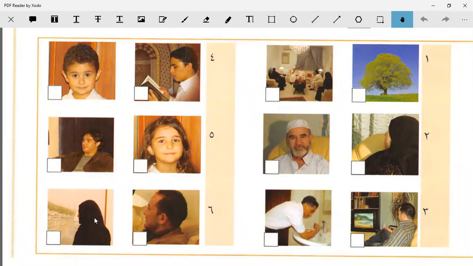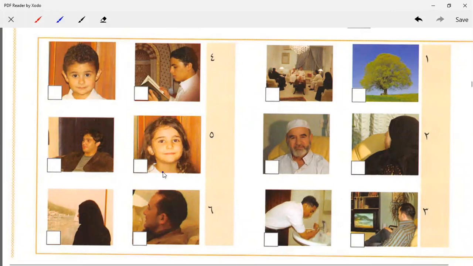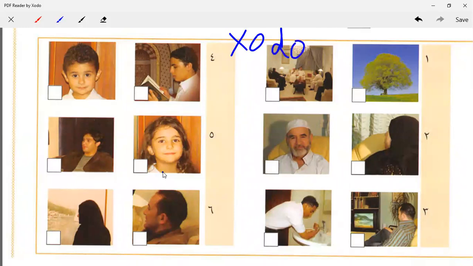Okay, Miss Kinza has asked me which app I am using. Its name is Zodo, X-O-D-O. You can download it from the Android Play Store, the Apple Store, or the Microsoft Store on your laptop or mobile phone also. It is available everywhere. X-O-D-O is its name.